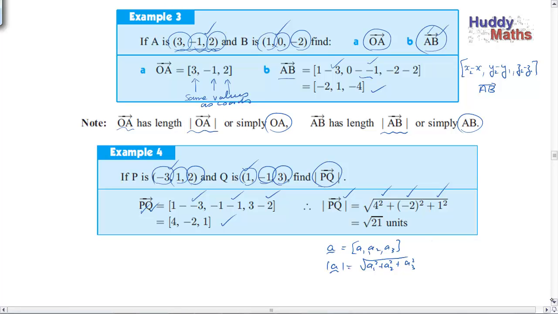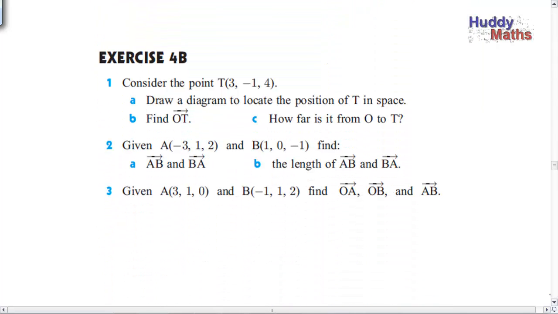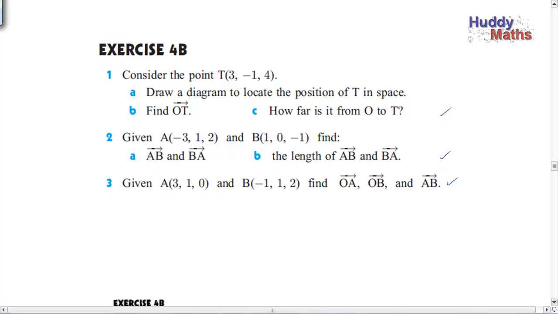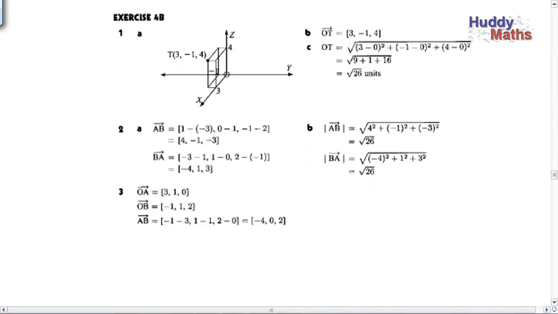Now you're ready to have a go. This is fairly simple stuff, so come down and have a go. Exercise 4b. I think you need to do most of these just to check off the basic calculations and getting the vector form. All right, pause the presentation, have a go at those, and I'll show you the solutions. Right, so come down and let's have a look at the solutions now. There we are, fairly simple problems.